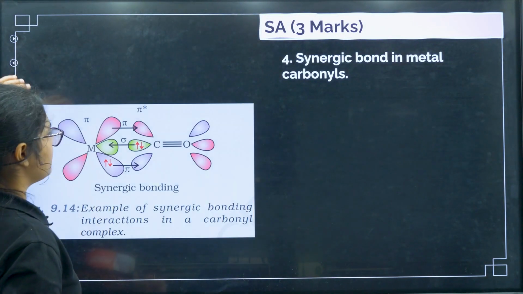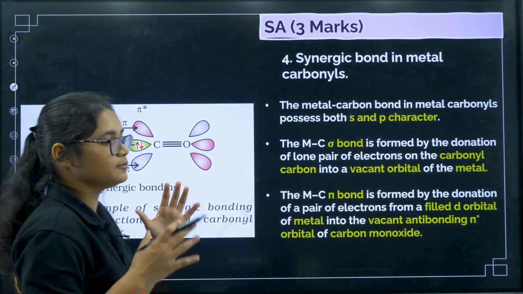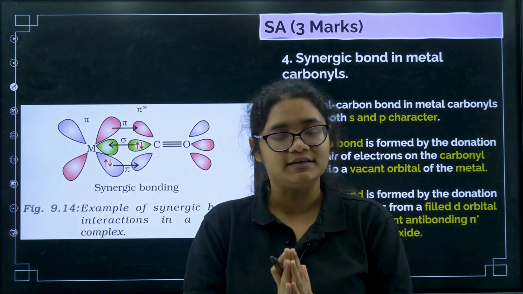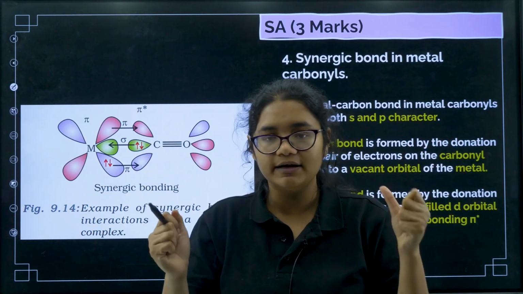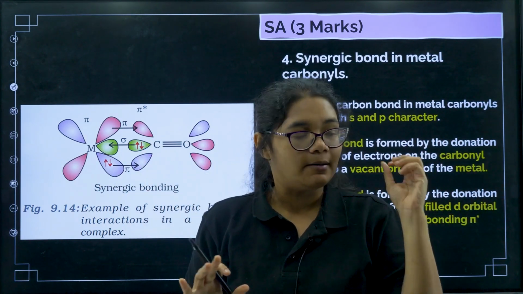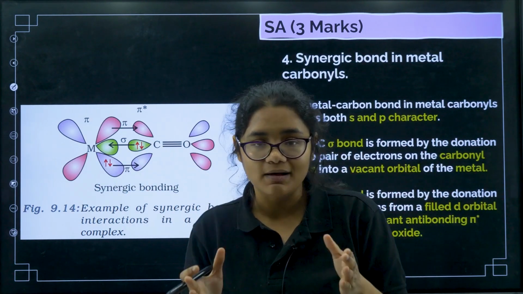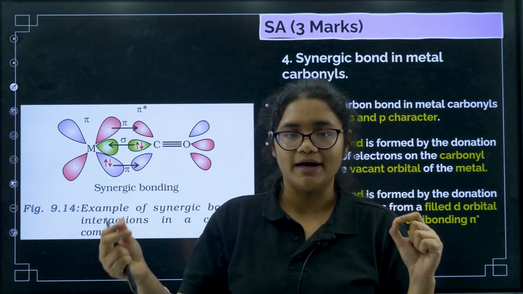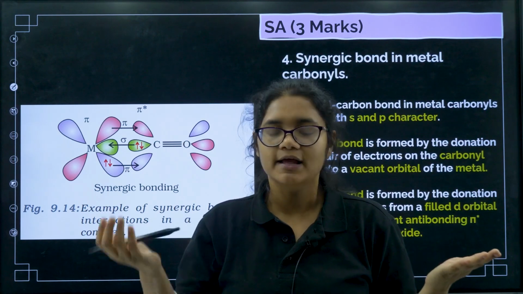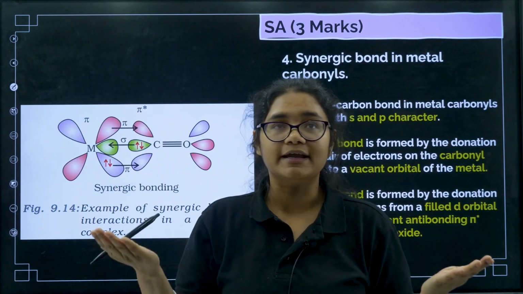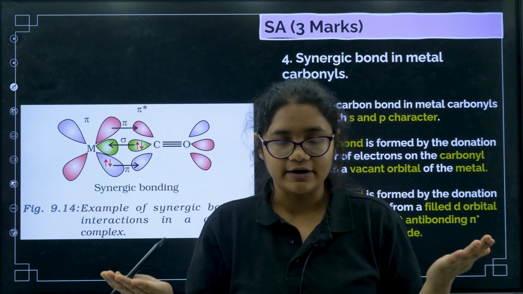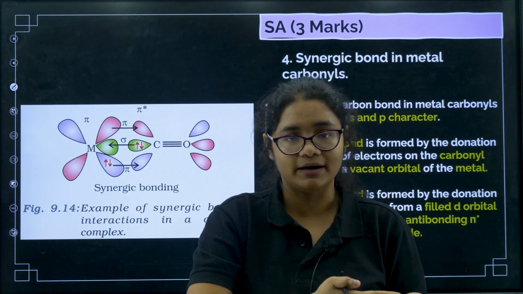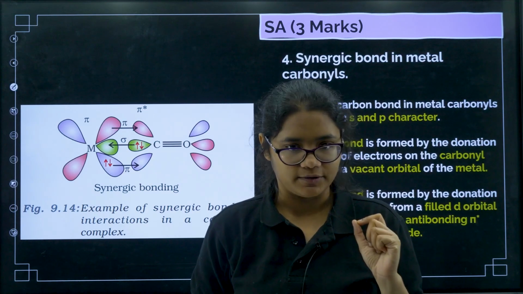Next, synergic bond in metal carbonyls. This is very important. Metal carbonyls have both sigma bond and pi bond. Very, very important, listen carefully. Generally, metals and ligands have only a sigma bond. But in the case of carbonyl ligands, there is a sigma bond as well as a pi bond. The sigma bond is formed due to the electrons donated by the carbonyl to the metal, right? So carbonyl donates its electrons to the empty d orbitals of the metal for the sigma bond formation.